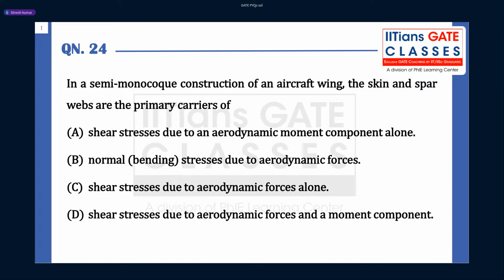What it says: in a semi-monocoque construction of an aircraft wing, the skin and spar webs are primary carriers of. So in semi-monocoque structure, guys, skin and spar web. So skin carries what? Shear stresses usually, guys. So shear stresses can be developed due to aerodynamic loads, or due to moment components. So D is the answer.